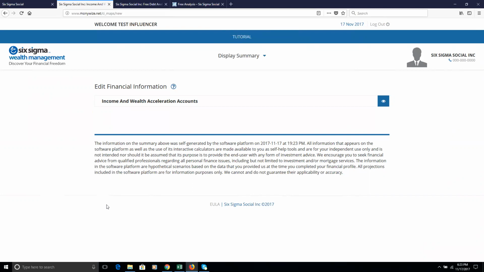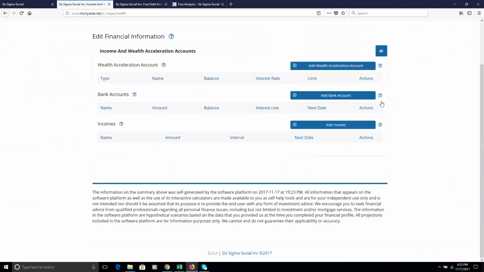The very first thing that we're going to be doing here is to create a profile. We're now using the product properly, and we're going to be talking about a wealth acceleration account. Remember, we're looking here not just to eliminate debt, we're looking to accumulate wealth. So the first thing that we're going to do is to actually create our wealth acceleration account.